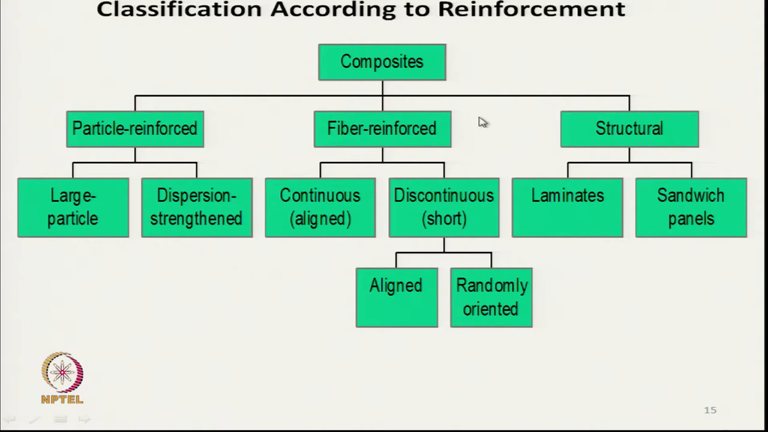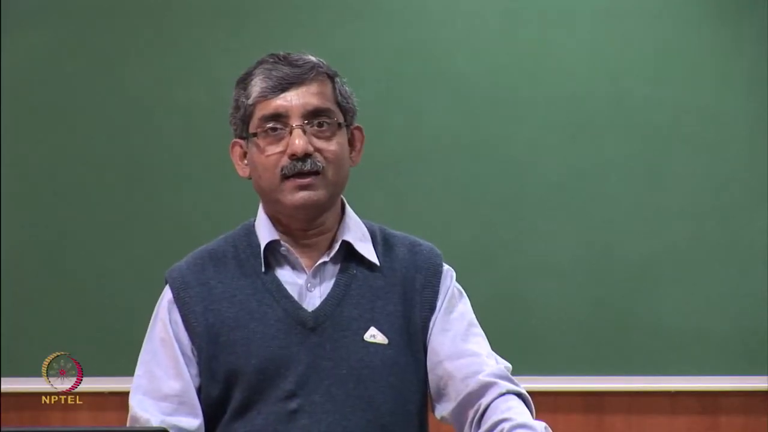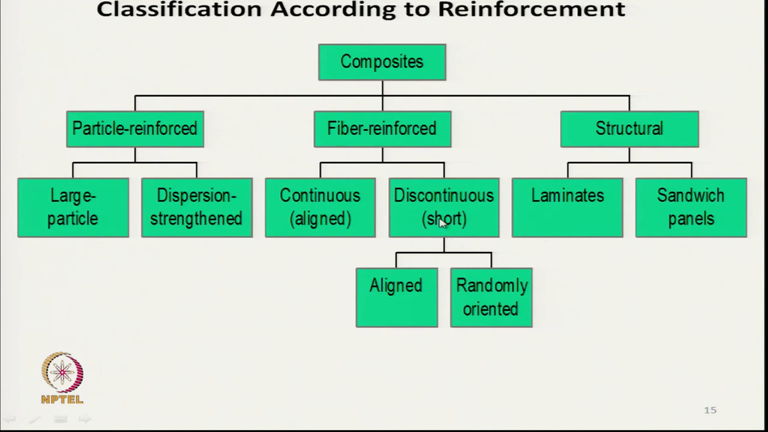Fiber reinforcement are of two types. One is continuous, which is aligned fiber, and discontinuous short fibers. Short fibers are also of two types, aligned and randomly oriented. So, this alignment and orientation we can control depending on the property requirement. And structural reinforcement, one is laminated structural reinforcement, another is sandwiched panels.